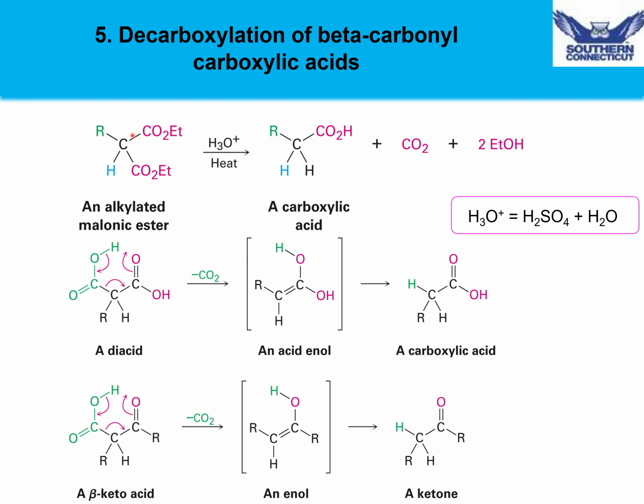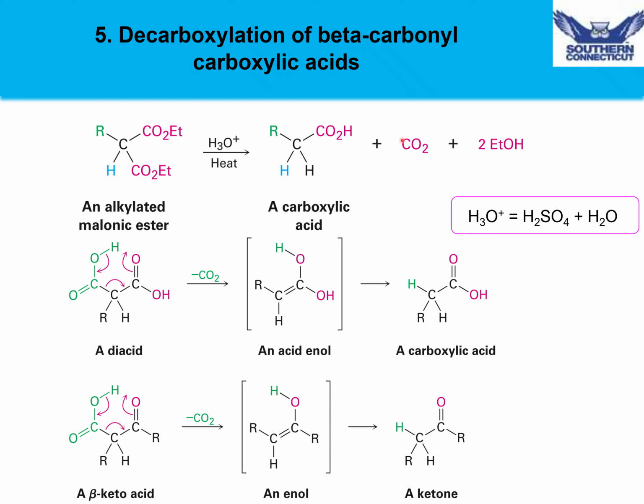This first example, a general example of a diester that is 1,3 to each other. If we heat it up with aqueous acid, so that would be a mixture between sulfuric acid and water, for example, the first thing that would happen is these two esters would be hydrolyzed into carboxylic acids. And since they are 1,3 to each other, one of these carboxylic acids would be decarboxylated. So we can, let's say, keep this carboxylic acid and eliminate this one. And so you'll end up with this product here.